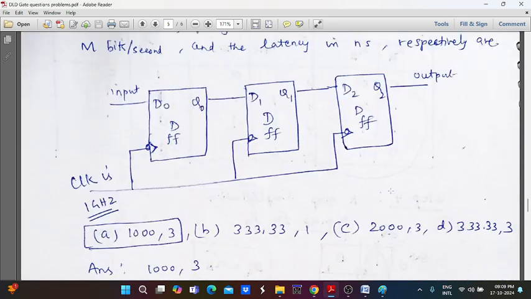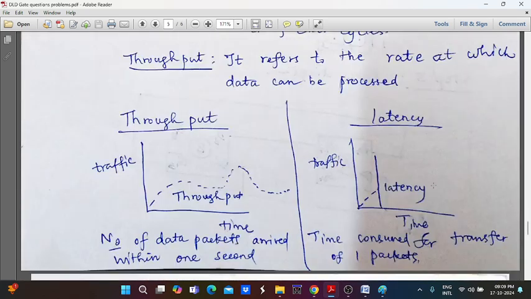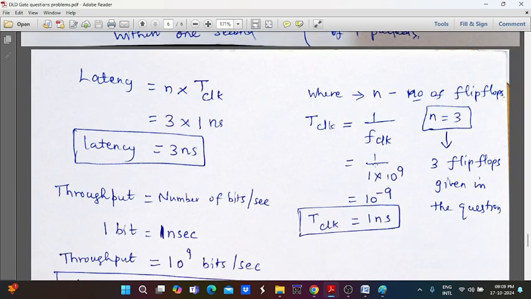That is 1 gigahertz. So 1 gigahertz is 10 power 9 hertz. So 1 divided by 1 times 10 power 9. The final answer is 10 power minus 9. That is 1 nanosecond, which is the clock time period.